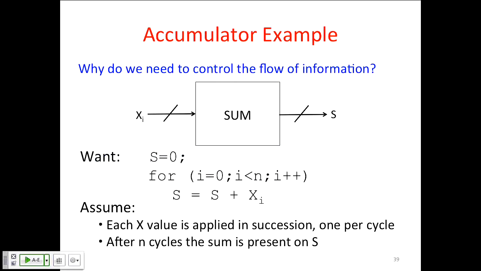To show you why we need this, we're going to use a very simple example. Say we want to build an accumulator. The function of this circuit is that I take a stream of inputs, xi, and output the sum I've seen so far. If you're writing a C program, you'd write it this way: s equals 0, for i equals 0 through n, increment i, s equals s plus xi. As each x value arrives, say one per cycle, I just accumulate them to build a sum. Pretty simple function.